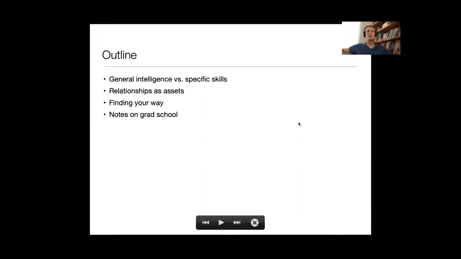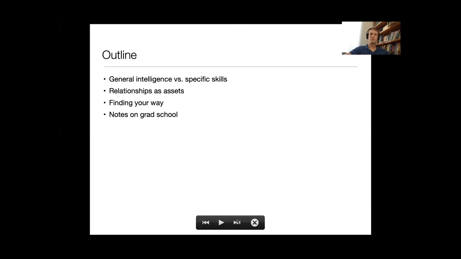Okay, so the outline of what I'm gonna go through here is we're gonna talk about some general analytical categories in terms of careers based on high general intelligence versus careers based on specific skills. We're going to talk about interpersonal relationships as valuable professional assets. We're going to talk about the process of finding your way. Okay, if you're going to spend some time and energy trying to think about the future of your career, what's the best way to structure that exploration? And then we'll have some brief notes on graduate school.